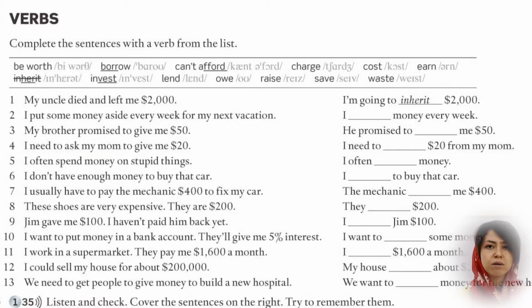Inherit. After somebody dies, the amount of money goes to their children or grandchildren, and the grandchildren or children inherit some money from the dead person. So, borrow. It means to get money from somebody and afterwards you should pay it back.